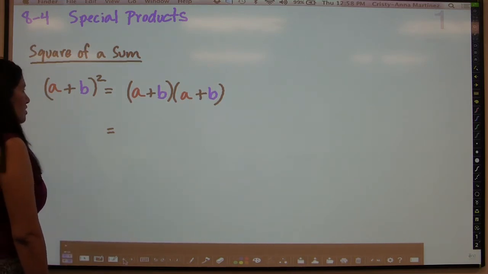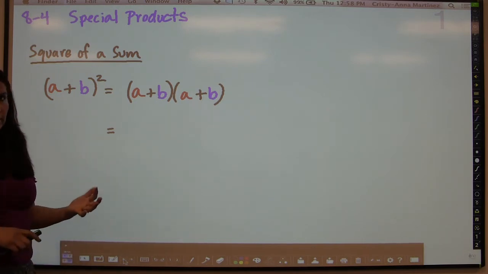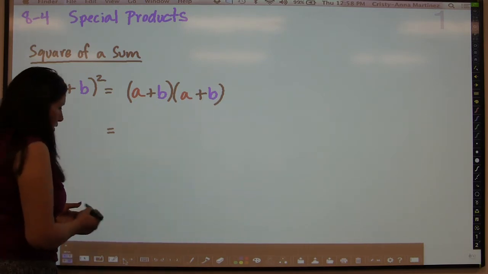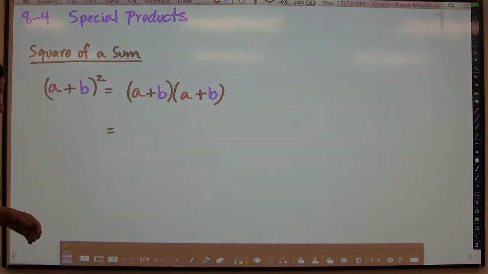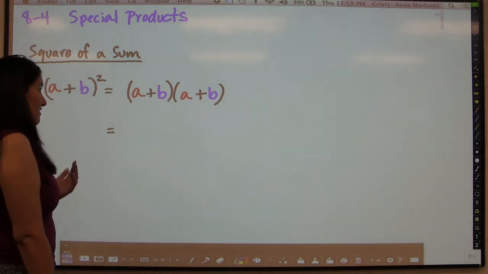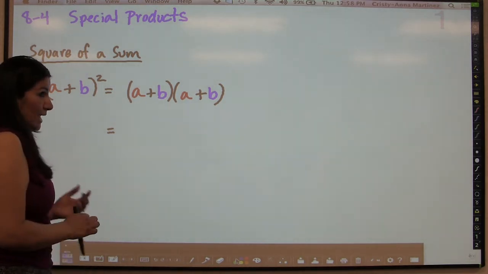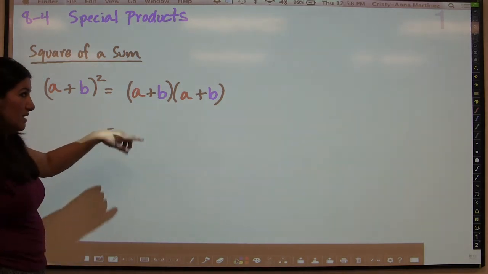A lot of times students want to take this and call it a squared plus b squared, but I want to show you right now how that's not the way you want to go. Basically, when you square something, it means you multiply it by itself. In other words, 2 squared is 2 times 2, 5 squared is 5 times 5, a squared is a times a, and in this case, a plus b squared is a plus b times a plus b.